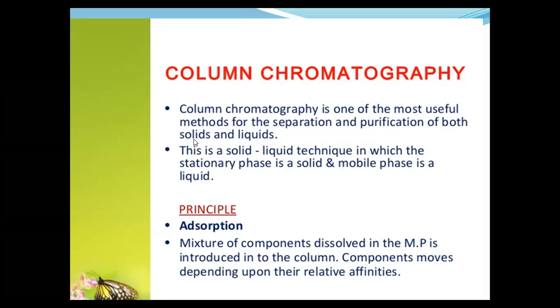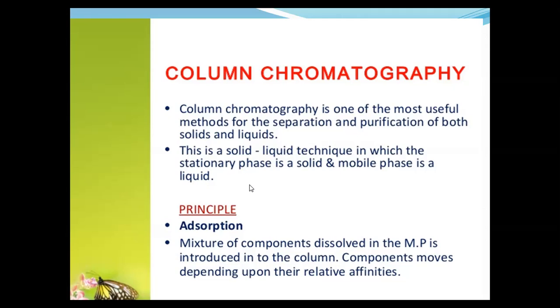Paper chromatography is very simple and cheap, whereas column chromatography is very effective and sensitive. It is frequently used in pharmaceuticals and our organic labs for purification and separation. Column chromatography is a type of solid-liquid technique in which the stationary phase is a solid and the mobile phase is a liquid.